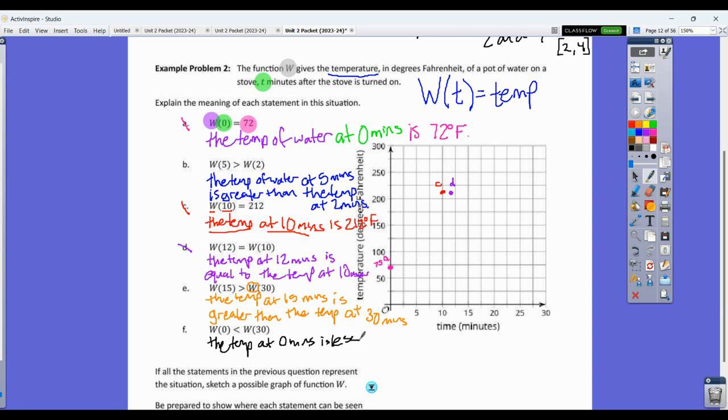So is less than the temp, because that's what the W is, at 30 minutes. Now, if I come over here, W of 0, oh, we have that one. So we know where that one is. And all we know is that that's less than W of 30. So there's actually a lot of places I can put W of 30. So I'm going to come over here to 30, the input of 30. And I just have to make sure that this point is above here.